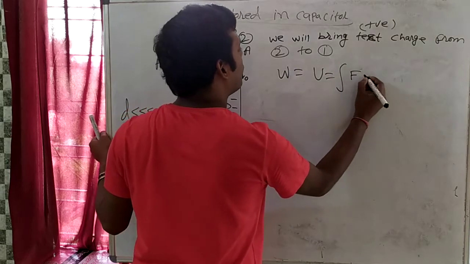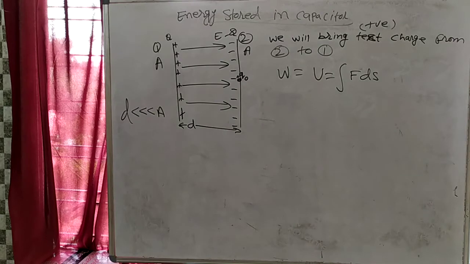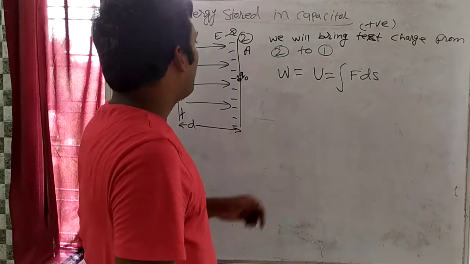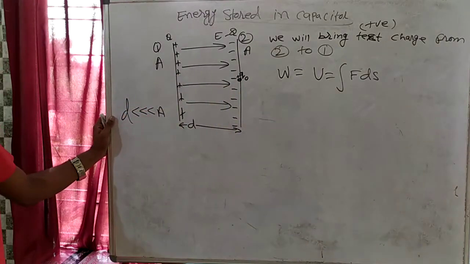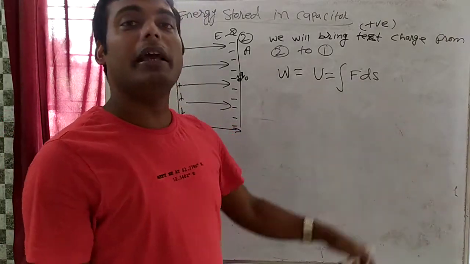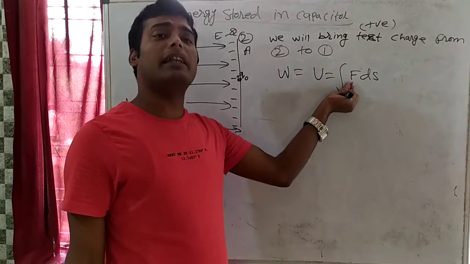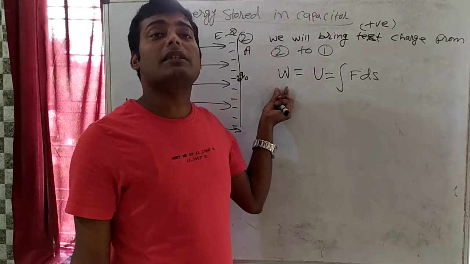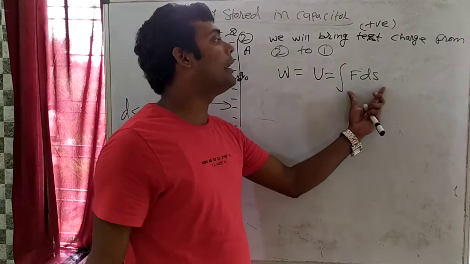And what is the formula of work? Work is F dot ds. Why have I taken integration? Because when the charge comes close, the distance will decrease, and there will be a variable concept. That's why for a small displacement we calculate a small work, and then we calculate the total work. So we will integrate this.